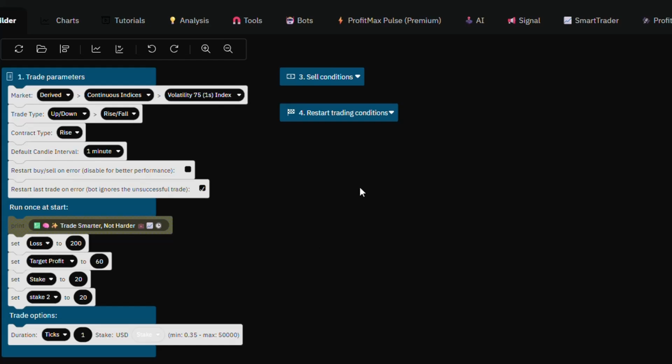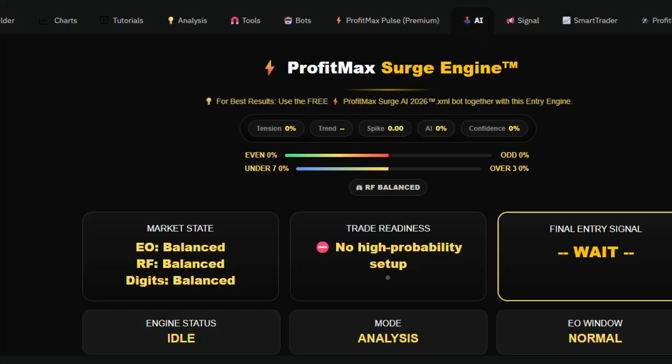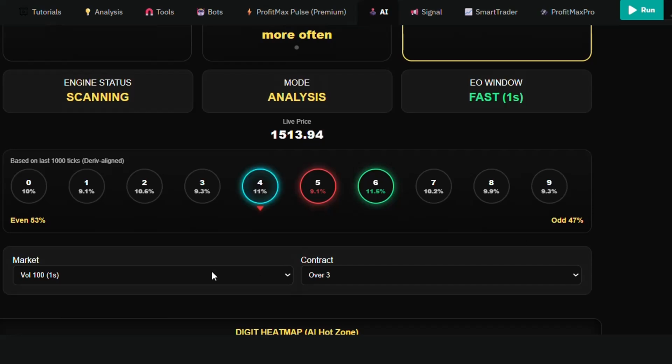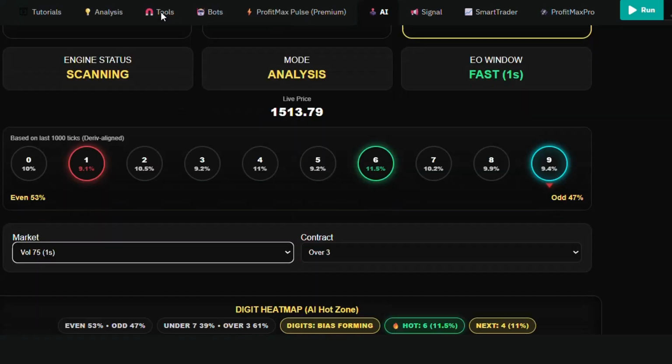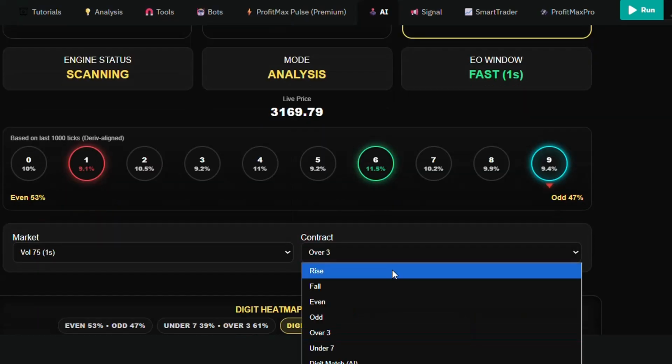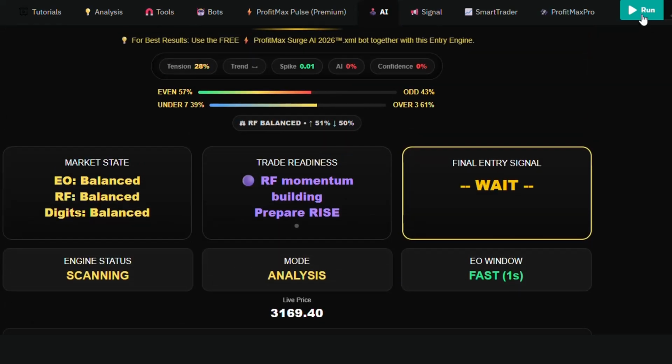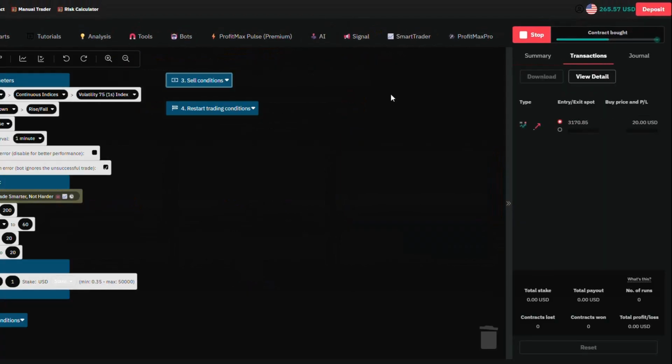Okay, so let's see rise and fall, staking 20, targeting $60. This tool has been performing very well on rise and fall. You can try it out on demo. We want to capture a rising market. There we are. We've been given an entry and we've run the bot. So it's as simple as that.